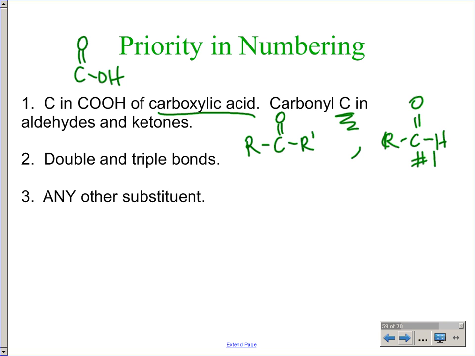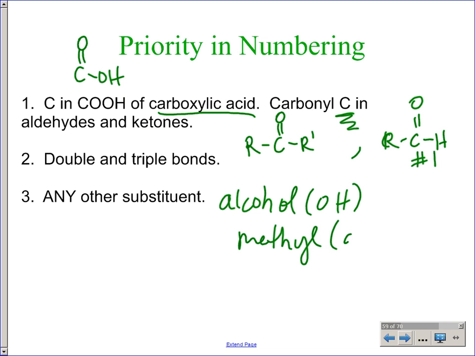And then we have our double and triple bonds. We also always want to prioritize those, but those functional groups are very, very special and they're very important. So that's why they're prioritized over the alkene and alkyne double and triple bonds. And then any of those other substituents, the alcohols, which are the OHs, or the methyl groups, just those alkyl groups. Those are the last of our worries, and we're going to number those after we've numbered and prioritized these other ones.